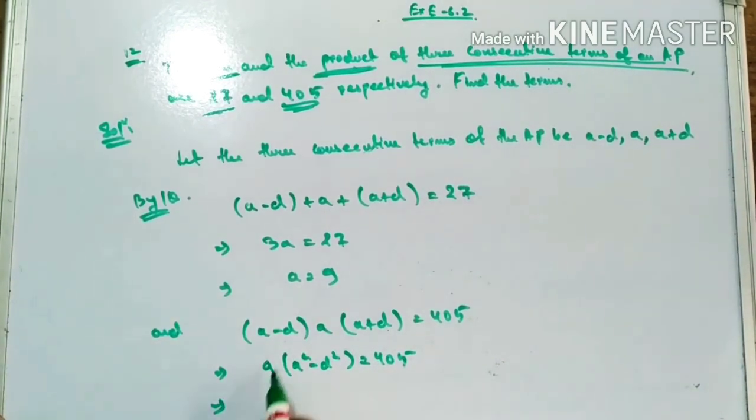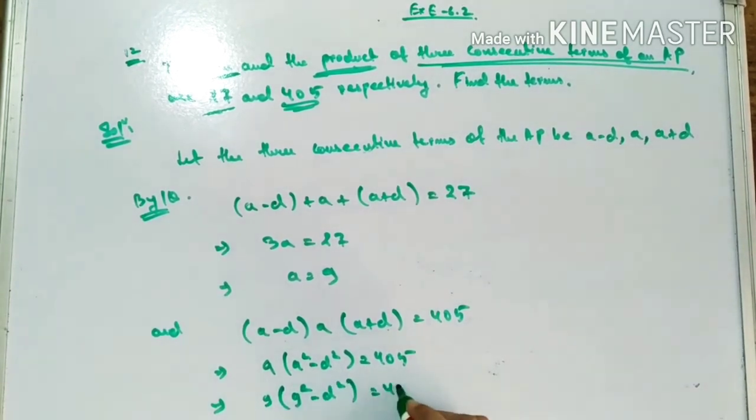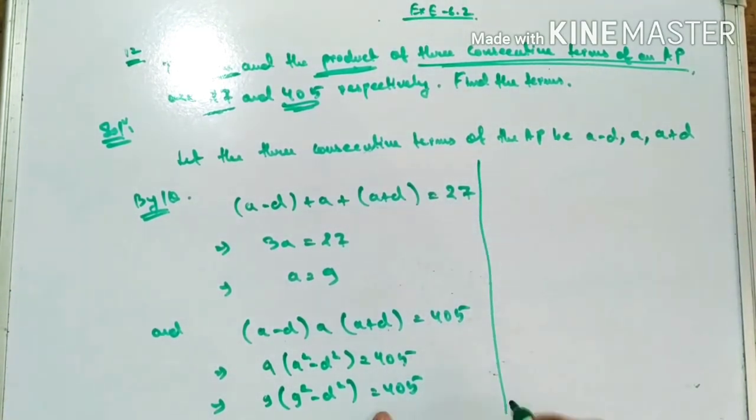Now A value I have already got, it is 9. Yes or no? This 9 value I will put in here. So now in here you see, this will be 9 into 9 square minus D square is equals to 405. This 9 I will send to the right hand side.